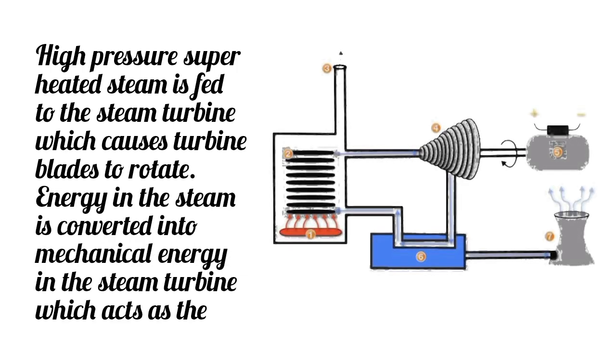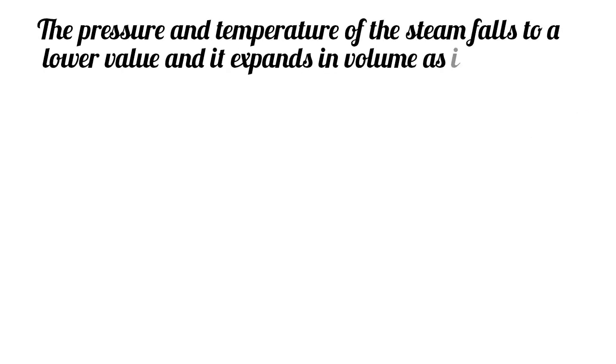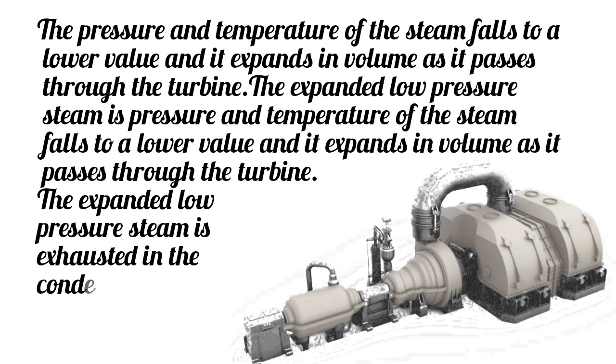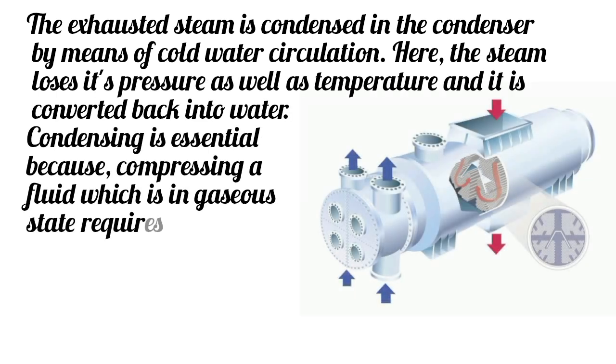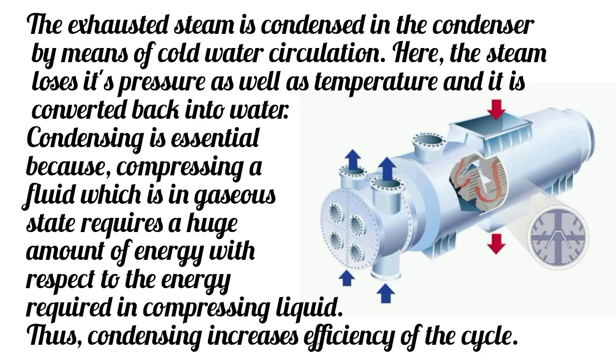Steam turbine. High-pressure superheated steam is fed to the steam turbine, which causes the turbine blades to rotate. Energy in the steam is converted into mechanical energy in the steam turbine, which acts as the prime mover. The pressure and temperature of the steam fall to a lower value and it expands in volume as it passes through the turbine.